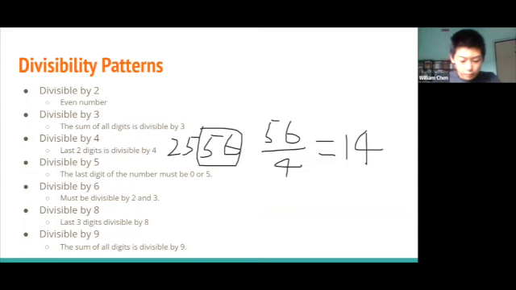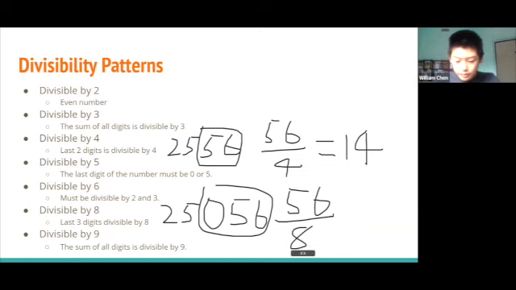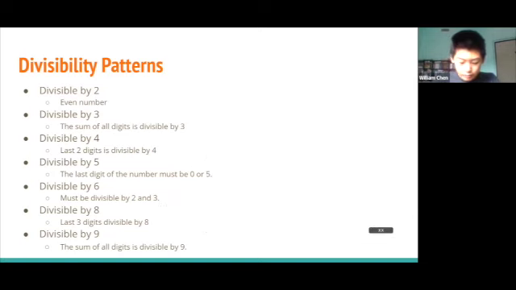For example, 25,056. 56 is divisible by 8, so the entire number is too. And if a number is divisible by 9, then the sum of all of its digits is also divisible by 9. This is similar to the divisibility by 3 rule.